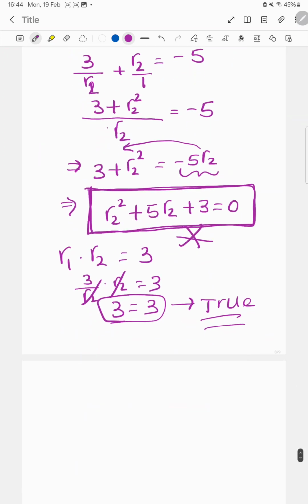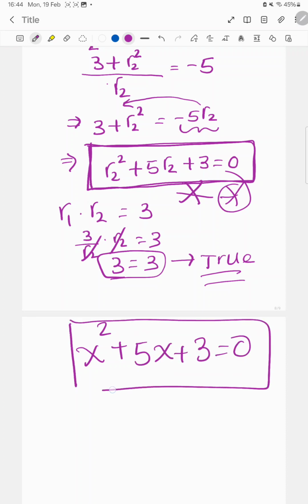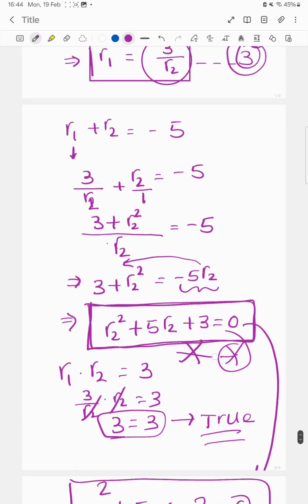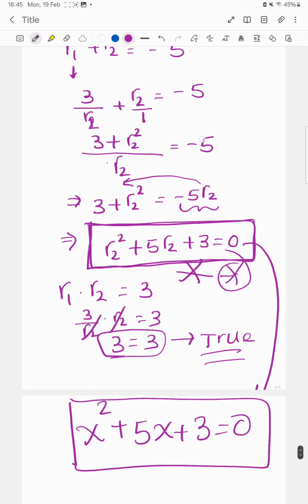That means this is the equation itself. In place of r2, I can use another variable such as x, then x squared plus 5x plus 3 is equal to 0. I can write it this way. But r2 squared plus 5 r2 plus 3 is equal to 0 is itself the equation. So that is how we can simply get the equation of the quadratic equation from the given conditions. Thank you so much.